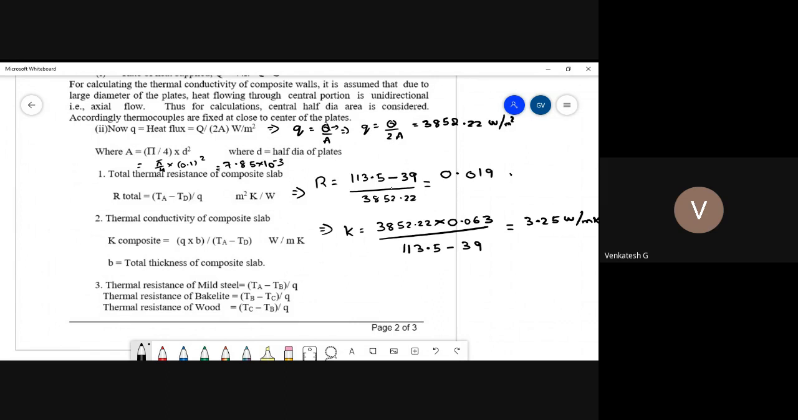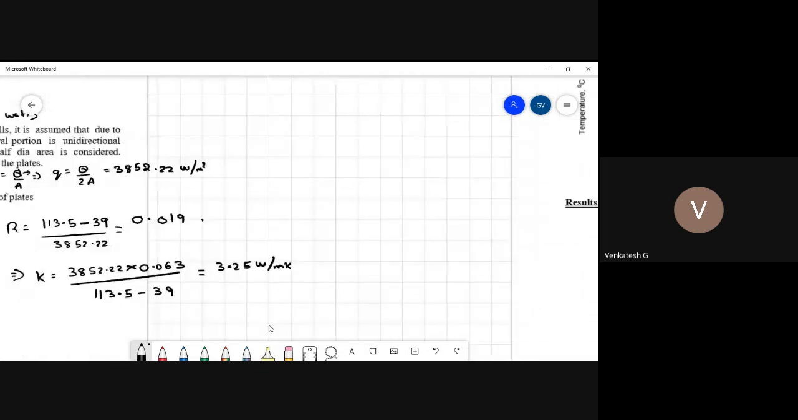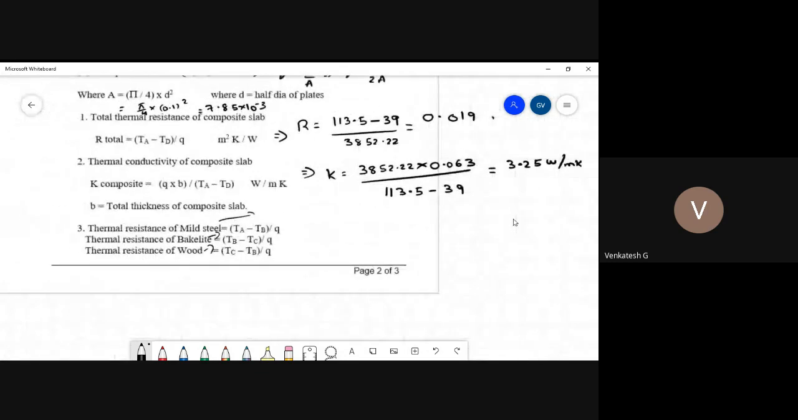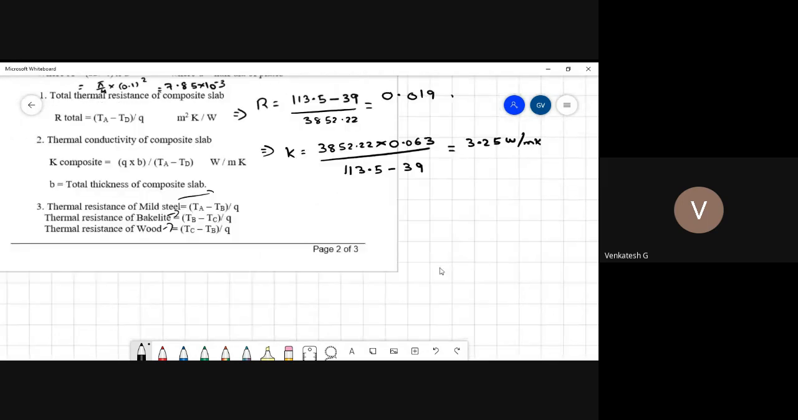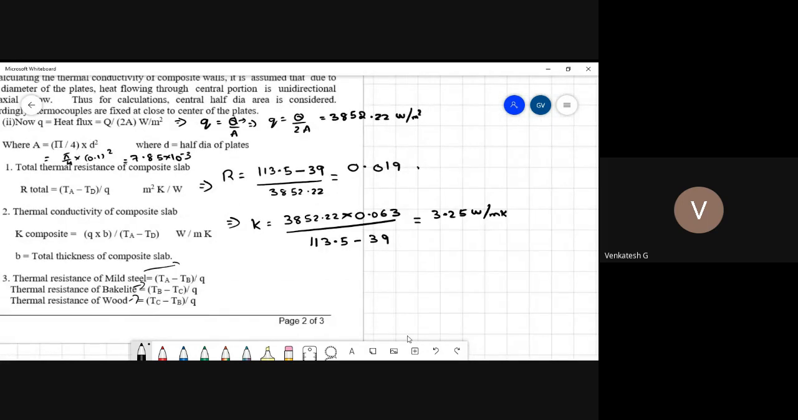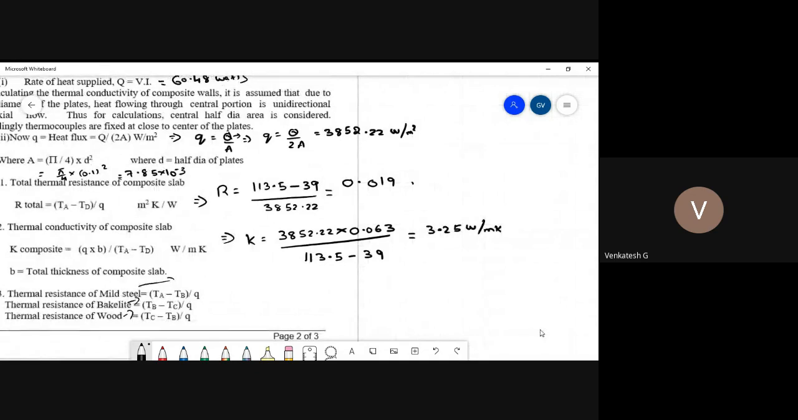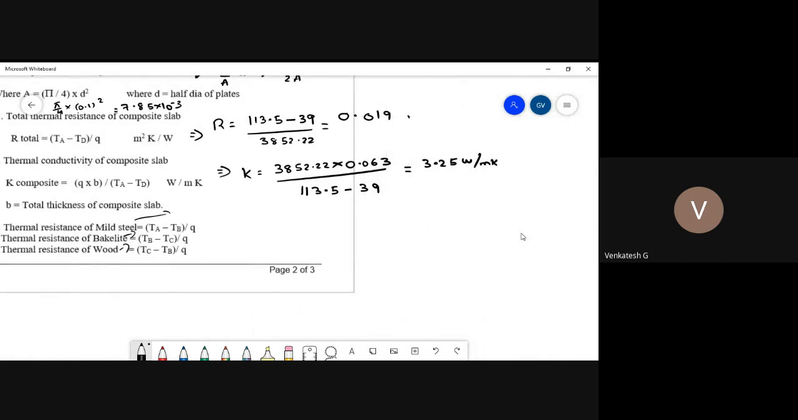In the same way, we are going to calculate individual thermal conductivities for mild steel as well as bakelite as well as wood. Before calculating thermal conductivity, we are going to calculate the thermal resistance of mild steel, bakelite and wood. After that, we are going to calculate the thermal conductivities of mild steel, bakelite and wood. So we can see how we calculate the thermal conductivity for mild steel. By using these, you can calculate thermal resistance. Directly you can substitute here and calculate the thermal resistance.